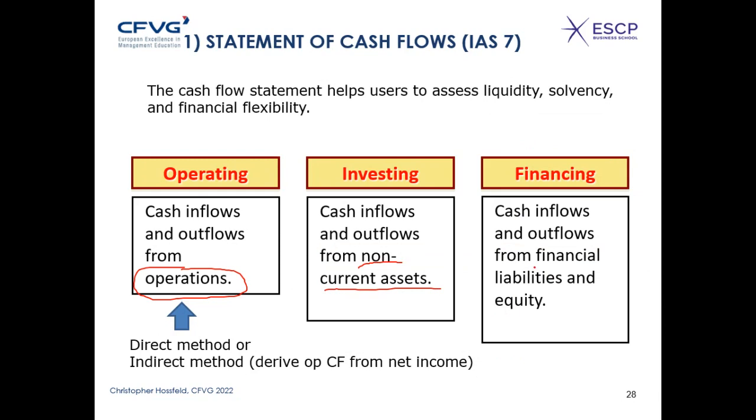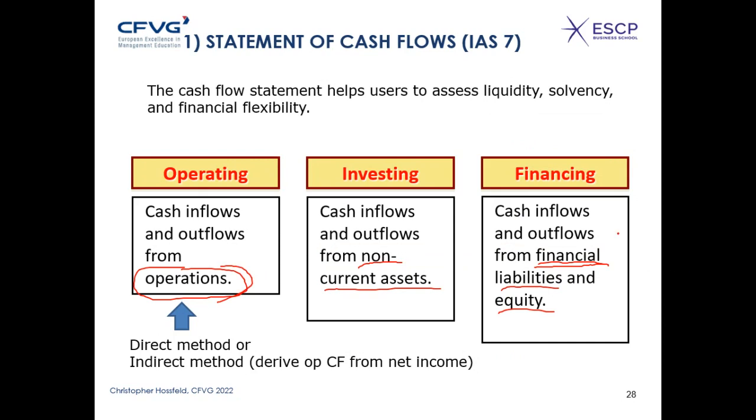And financing cash flows are all cash inflows and outflows related to financial debt and to equity. So financial debt includes bank loans, includes payments on bonds that I have issued. But financial debt, for example, does not include payments on accounts payable, because accounts payable are part of operations. They're not part of financing.